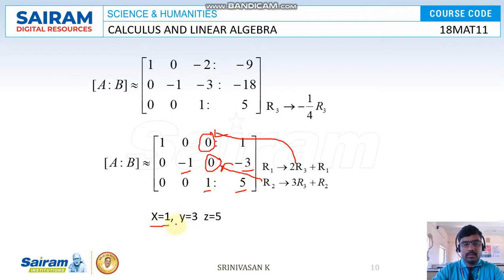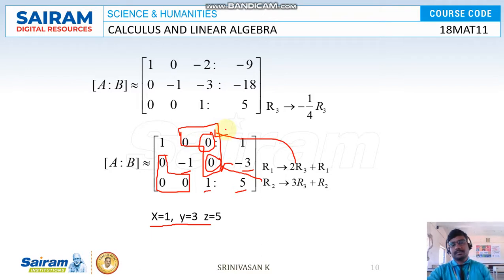So x equal to 1, y equal to 3, z equal to 5. So our aim is to make the diagonal matrix, that is the upper triangular matrix and also the lower triangular matrix. So once we completed the process, we can compare the coefficient. So clearly x equal to 1, y equal to 3, z equal to 5.